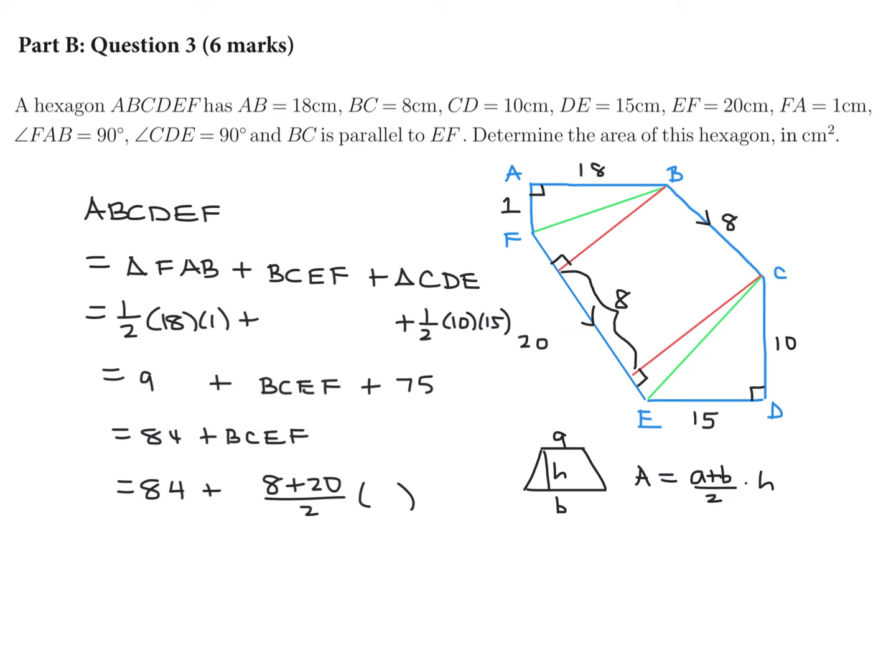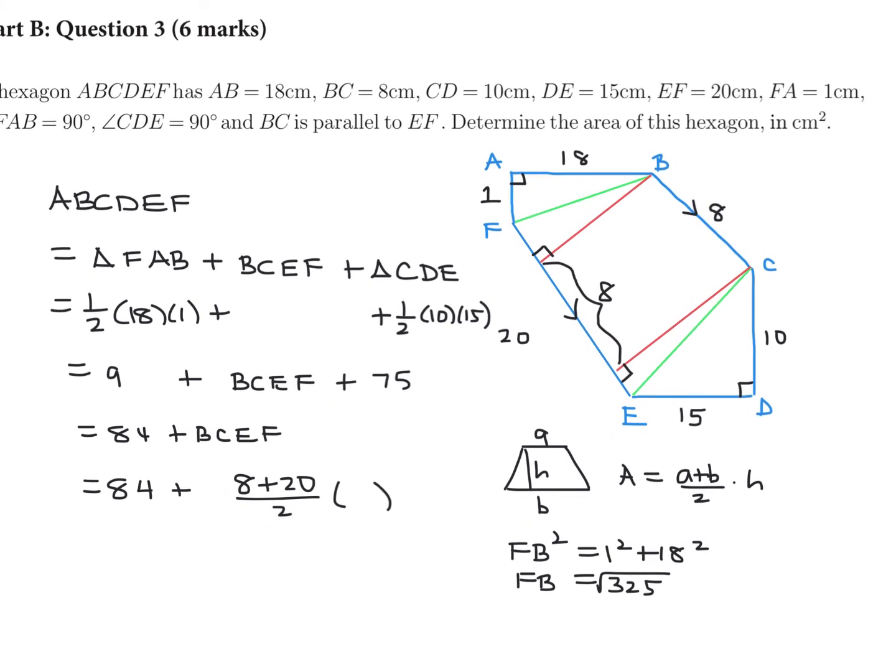I got it. I got to figure out these hypotenuses. Okay, so FB, that's easy. That's 1 squared plus 18 squared, which is what? 324 plus 1, so 325. Root 325 is FB. And then this guy, CE, this hypotenuse.